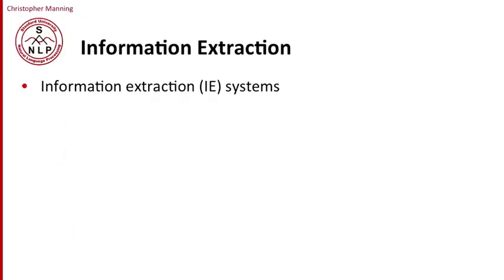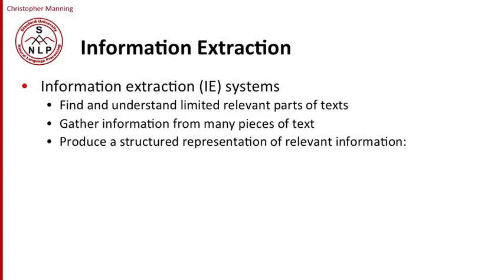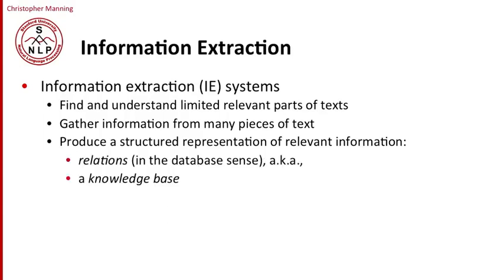The goal of information extraction systems is to find and understand limited relevant parts of a text. And normally we're going to run it in a context where the system gathers information across many pieces of text. And the goal of doing this information gathering is to be able to produce some sort of structured representation of the relevant information. So you can think of it as instances of a database relation, so rows in a database table, or as a knowledge base.